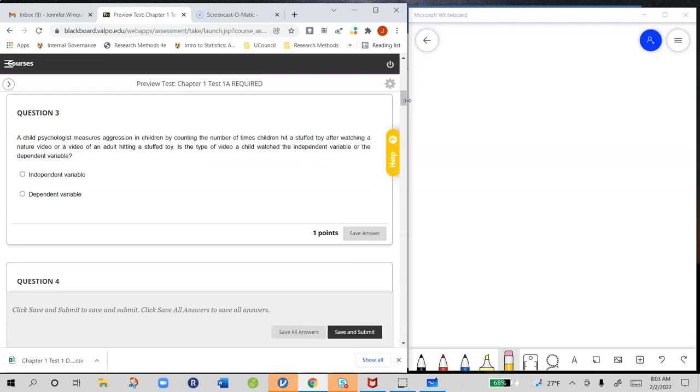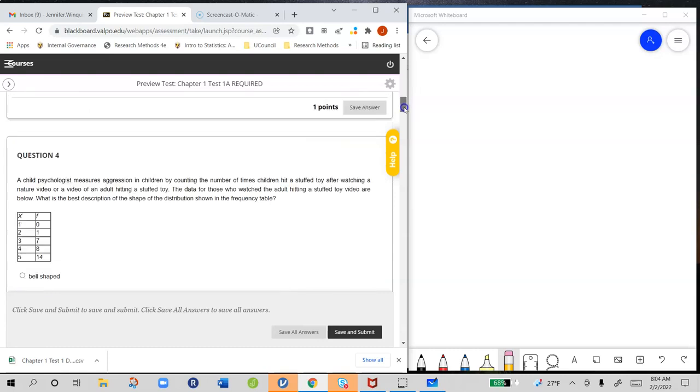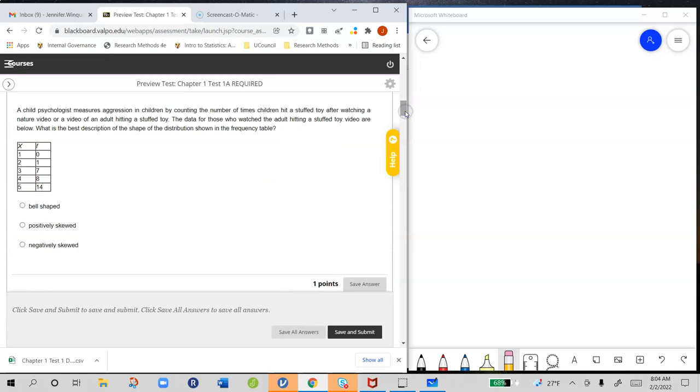Okay. Number 3, we're looking at the same scenario, but now we're asking about the independent variable and the dependent variable. So in this case, we are manipulating, as researchers, what kind of video they watch, either a nature video or a video of an adult hitting a toy, and then measuring the number of times children hit the toy. So our independent variable is the variable that is manipulated, which is the video they watched. The dependent variable is the number of times the child hit the stuffed toys. Okay. All right, moving on to number 4.